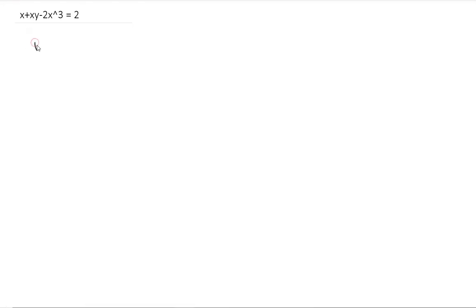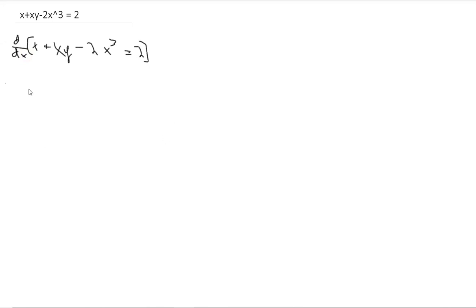So let's rewrite it. x plus xy minus 2x cubed equals 2. So the notation you use when you're doing implicit differentiation is you just put everything in a bracket and you write d over dx. And that's how you know you're doing implicit differentiation.